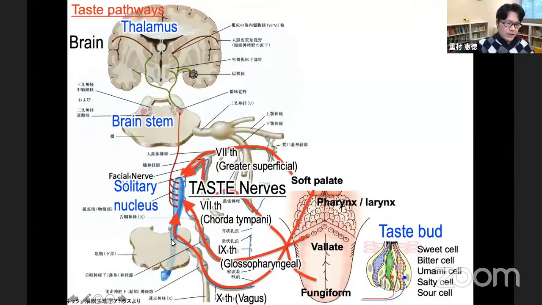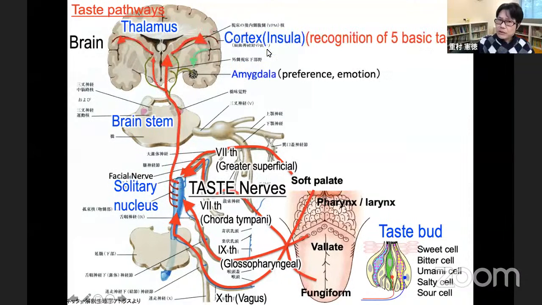This taste signal is conveyed to the solitary nucleus, thalamus, and then finally the gustatory cortex. Here, the 5 basic taste qualities are recognized. The taste information is further conveyed to the amygdala and hypothalamus, which regulate feeding behavior, preference, and emotion evoking.